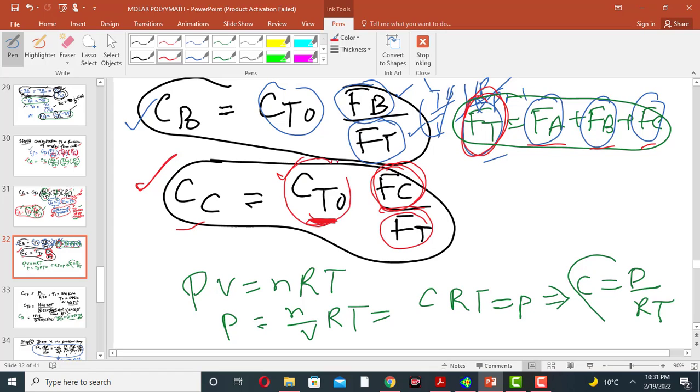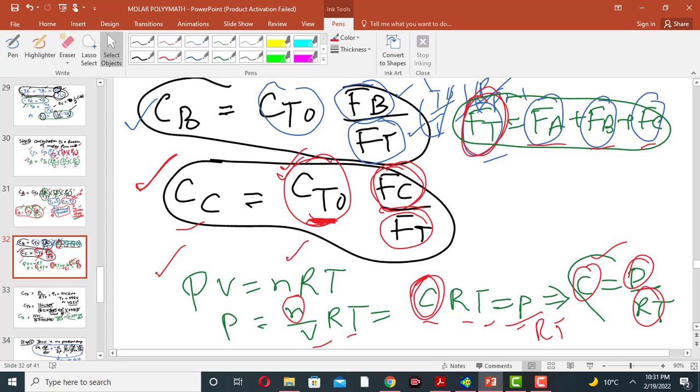Now what is this Ct naught? This is the initial concentration, and the initial concentration can be obtained from the ideal gas law, which is PV is equal to nRT. P is equal to N divided by V into RT, and N divided by V is nothing but molarity or concentration. So CRT is equal to P, so C is equal to P divided by RT.